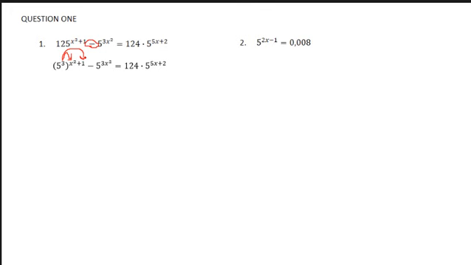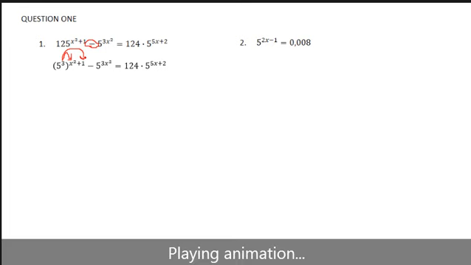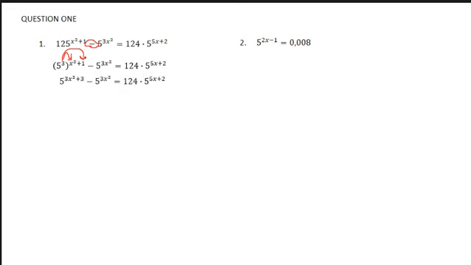You can't add the exponents because you're multiplying 3 with x squared. If you were multiplying x to the exponent 3 with x squared, then you were going to add the exponent. Here you're just multiplying those two, and when you multiply those two, you will have 5 to the exponent of 3x squared plus 3.